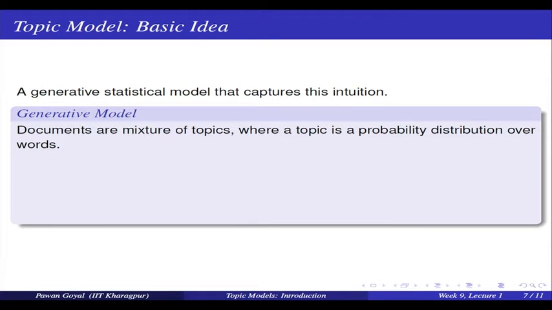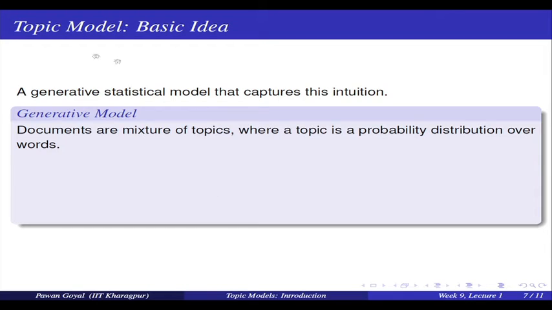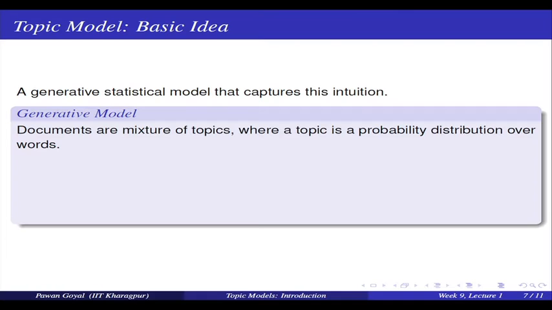So what is the basic idea? We will not go into the mathematical details, which we will cover next week, but let us see the intuition. This is the important idea. A topic model is a generative model, a statistical model that captures this idea about the collection having topics and documents having different proportions. It says that documents are nothing but mixtures of topics, and a topic is nothing but a probability distribution over words.